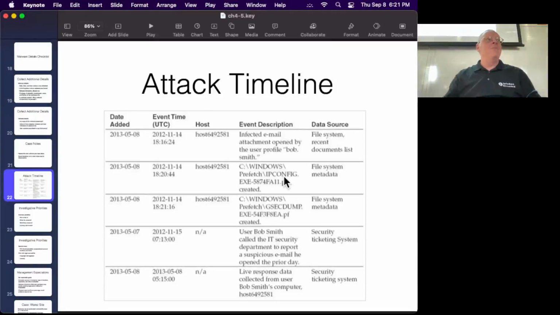I mean, that's a command line command. Only a network engineer would do that. An ordinary end user wouldn't. And they certainly wouldn't run this, gsecdump. That's a credential dumping tool, sort of like Mimikatz, that you can download. So clearly, this is the malicious guy doing something.